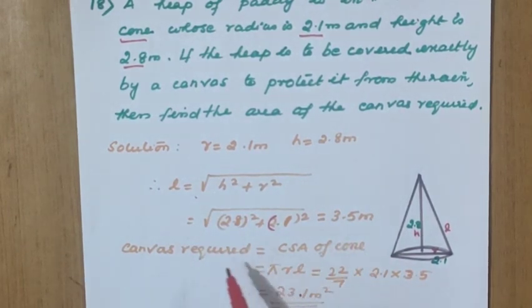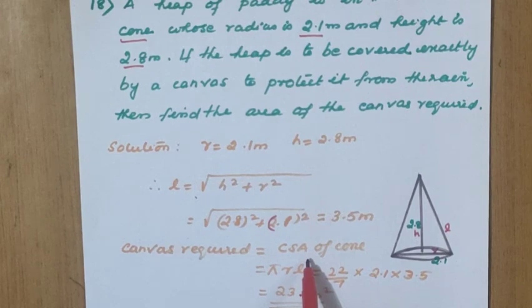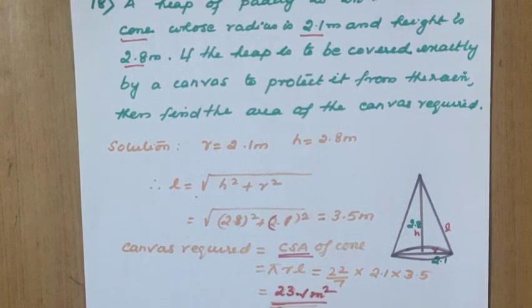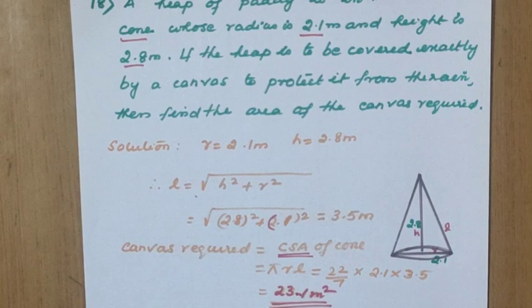Now the question asks for the canvas required. With respect to the cone, it is the CSA. What is the formula for CSA of the cone? Pi r L. Substitute 22 by 7 into 2.1 into 3.5. If you simplify, you will get 23.1 meter square. So the area of canvas required is the CSA of the cone, which is equal to 23.1 meter square.